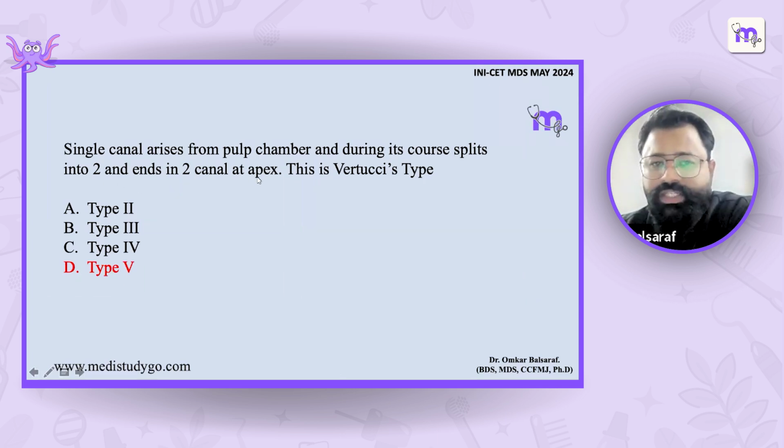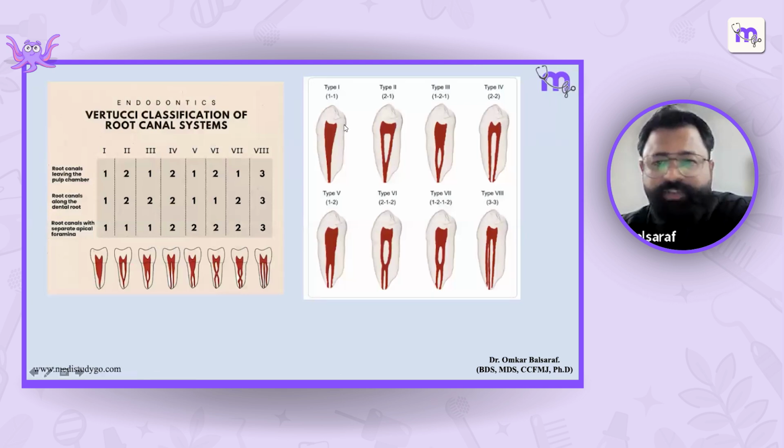So which type is this? We can just see type 5, wherein it goes as one, splits into two, and exits as two itself. So it is a type 5. Okay.